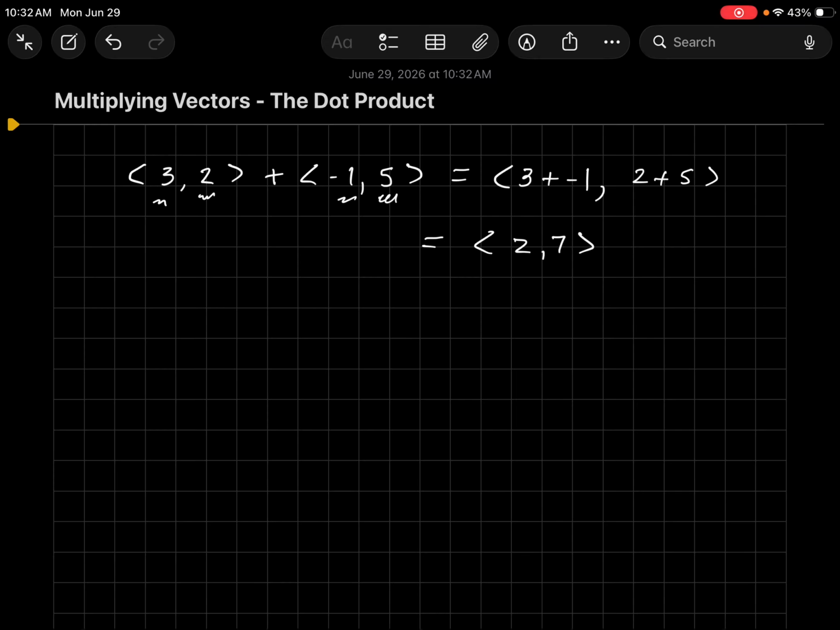Similarly, we multiplied vectors by constants. So if I had the vector 4 times 3, 2, I simply multiply the 4 by each component individually, giving me the vector 12, 8.